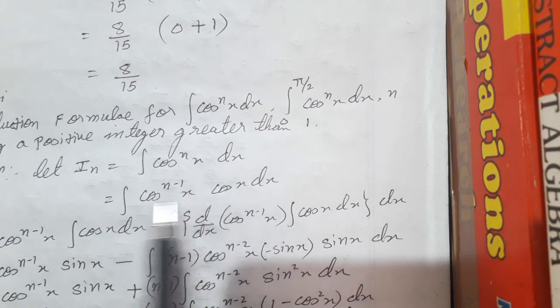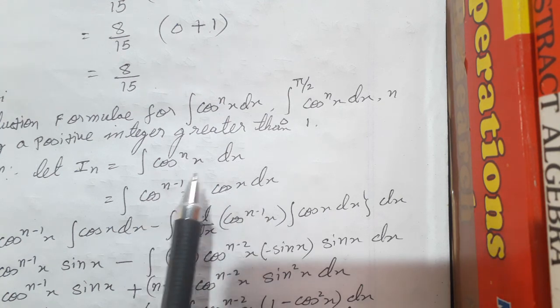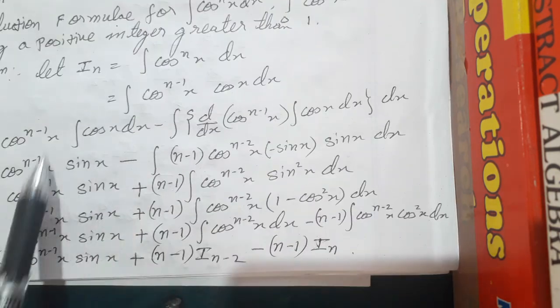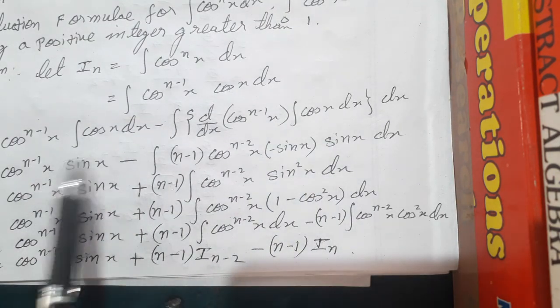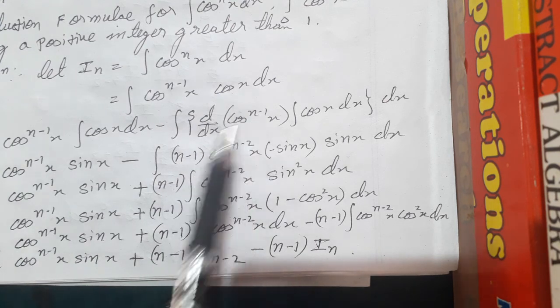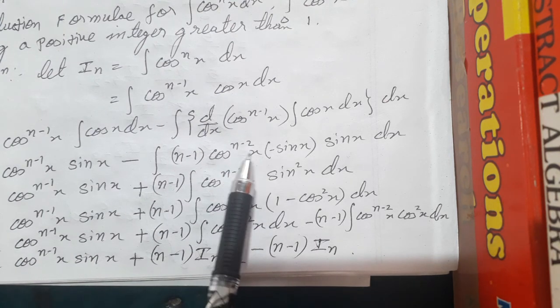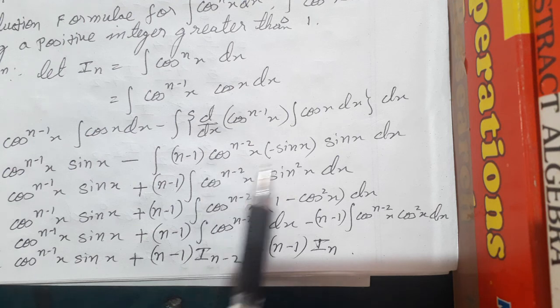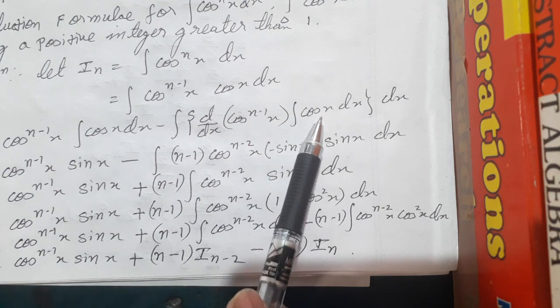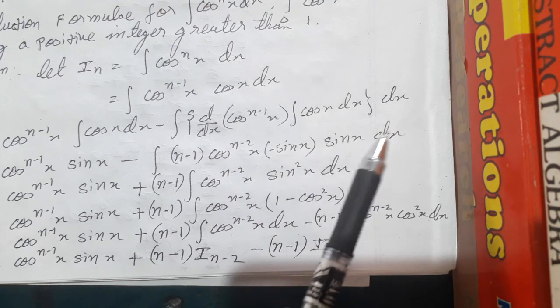I'm separating this one, so we get this. Then I'll try to apply integration by parts. So I use this one as the first function and this I take as the second function, and we apply integration by parts here. Integrating, of course, we get sine, and we differentiate, so we get n minus 1 cos to the power n minus 2 x. Differentiation of cos is minus sine x, so we get here minus sine x. And integration of cos x is sine x, so we get here sine x dx.